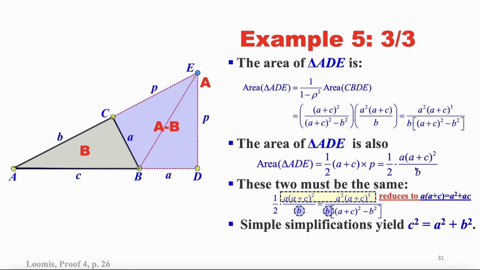Because these two expressions are for the same area, that is the area of triangle ADE, they must be equal. As a result, we can cancel a few terms like B and B here, and A here, A plus C squared, and A plus C to the cube here. A very simple simplification yields the Pythagorean theorem.